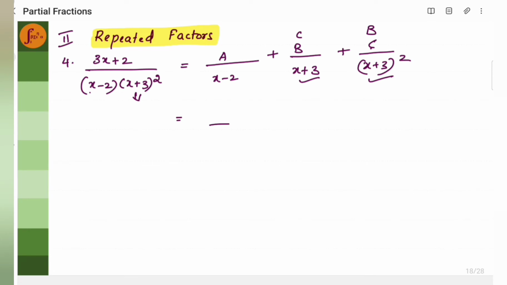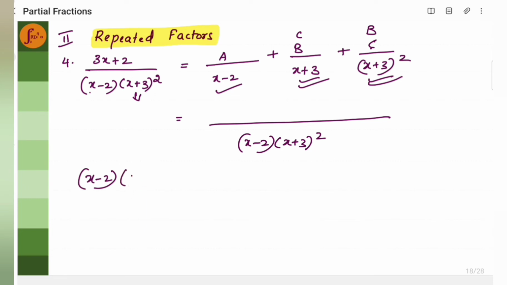Now I'll take the LCM. LCM for this would be x minus 2 into x plus 3 the whole square. If you're not comfortable with the LCM method, then you can multiply on both the sides with all these factors, x minus 2 and x plus 3 the whole square. I find this easier because it reduces one step for me. So now when I use LCM, I'll get x minus 2 and x plus 3 the whole square.